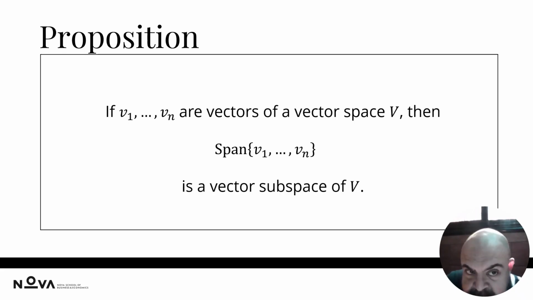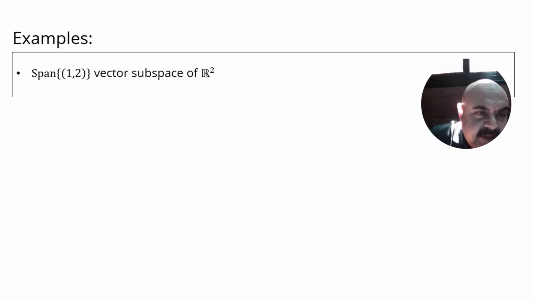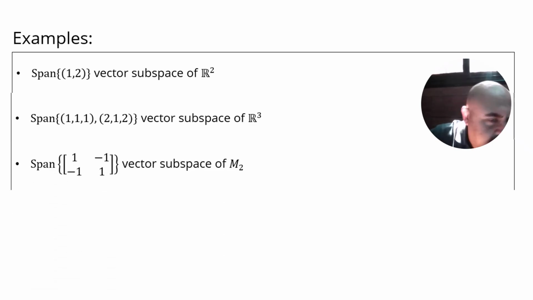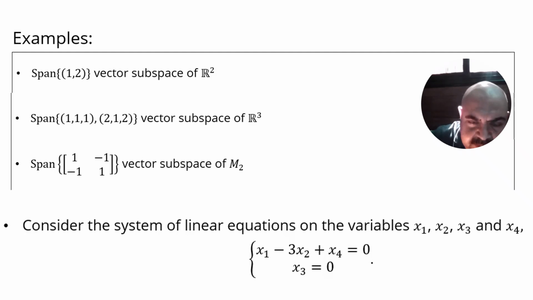The proposition: if V1 up to Vn are vectors of a vector space V, then the span of V1 up to Vn is a vector subspace of V. So if I have a set of vectors that belong to a vector space, then the set formed from all of these vectors is a vector subspace of V. So if I have the span of 1 and 2, a vector subspace of R2, it's just multiplying by the numbers, as we did previously for 1, 1, 1, for 2, 1, 2, for the matrices, this matrix or other matrices.